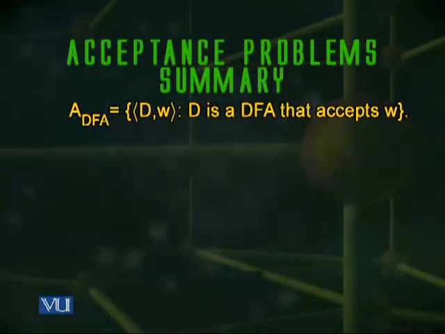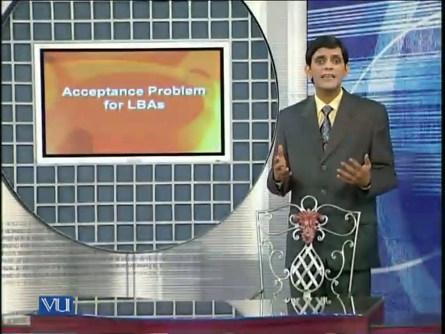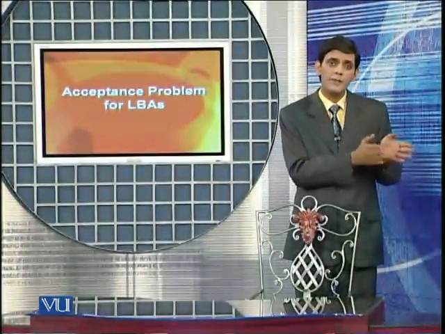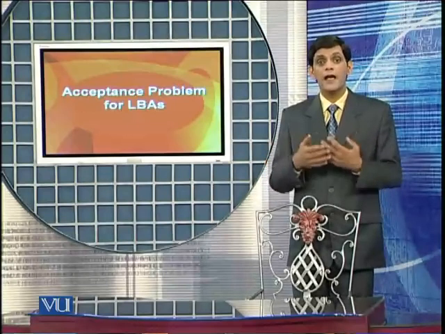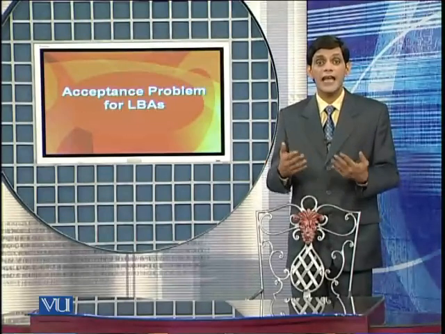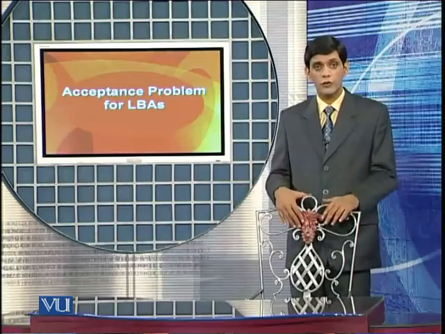Recall that we had the acceptance problem for DFA, where you're given a DFA and a string, and what you want to do is find out if the given DFA will accept a string w. We showed that A_DFA is decidable. Why was it decidable? The main reason was that you can simulate the machine D on its input for only n steps. A DFA accepts its input in n steps or not. Therefore, this simulation was finite, and we showed that this problem is decidable.